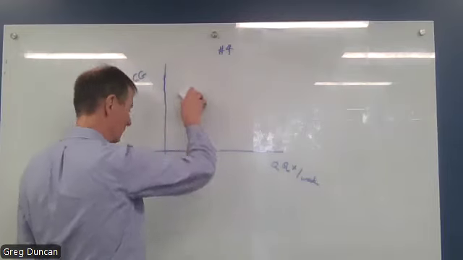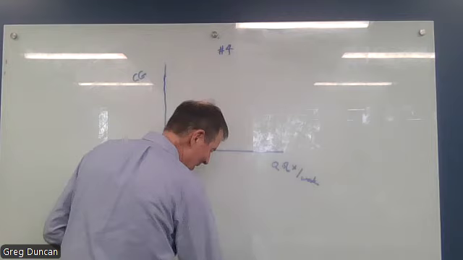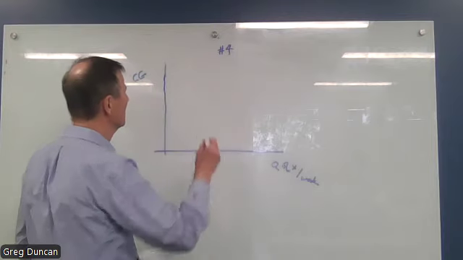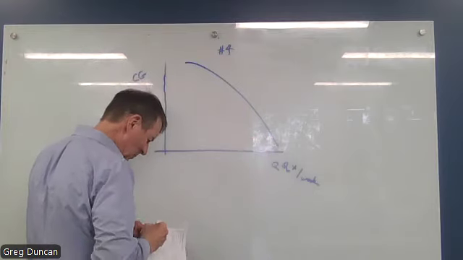If something is concave to the origin, that would be an indifference curve like that.